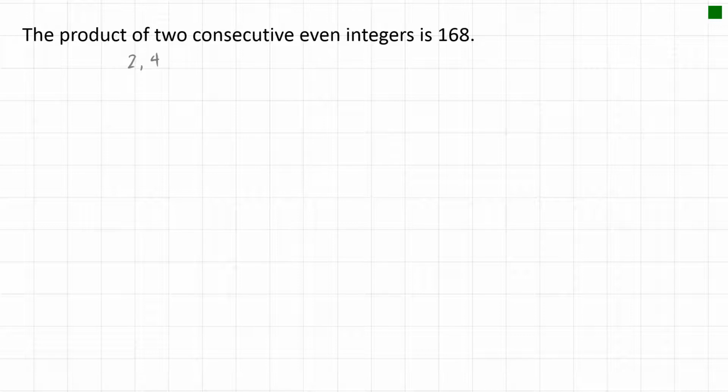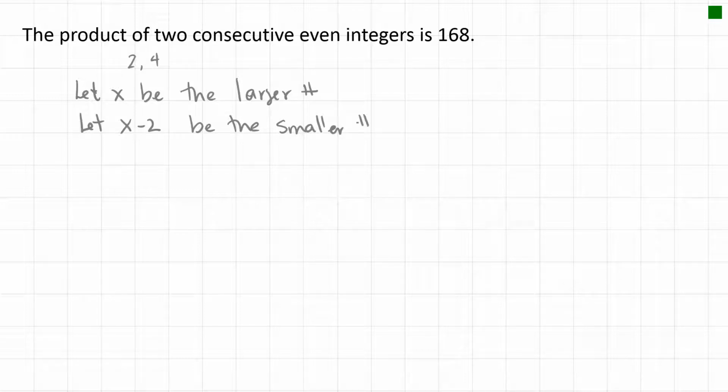So if I say let x be the larger number, so in this case that would be 4, then what would be the other number? It would be x minus 2. Because consecutive, I can think of it as 2 in a row, and I'm going to subtract 2 to get from one to the other. Now this product is still going to be equal to 168.